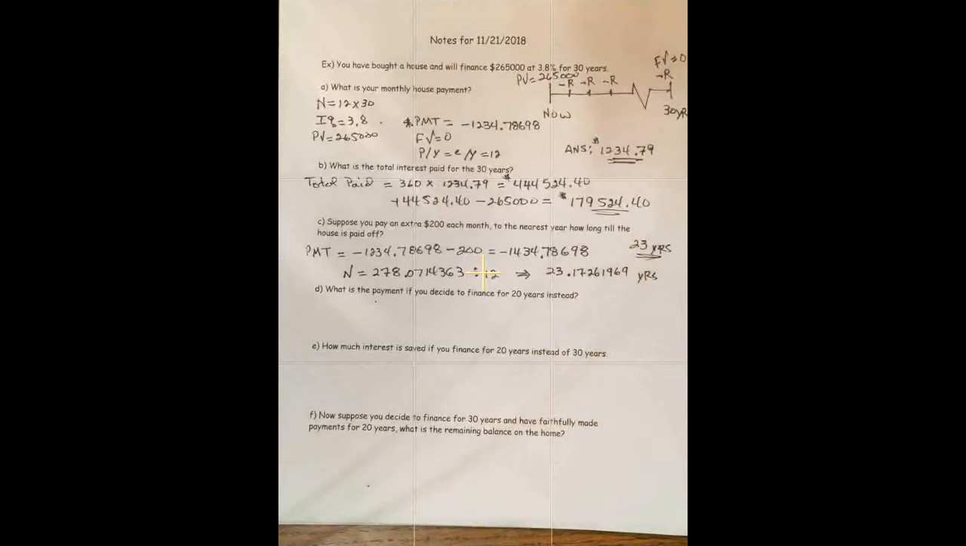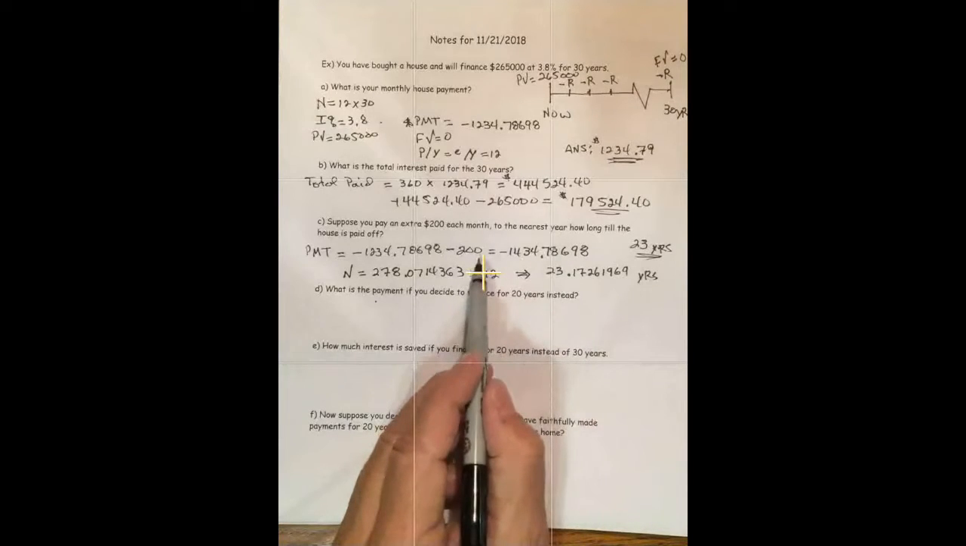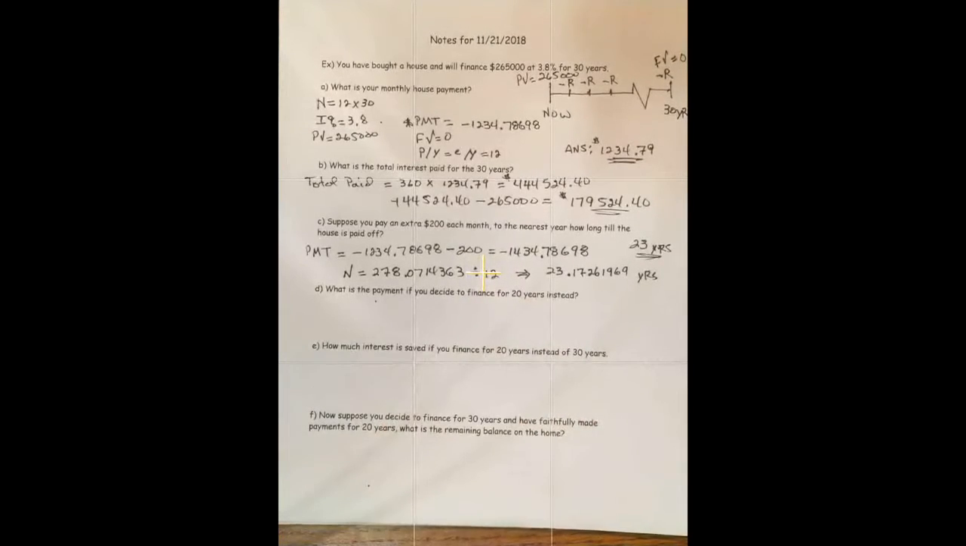So if you can pay an extra $200 a month, it's going to cut about 7 years off the term of the note, off the length of the note. So that's going to save you 7 years of payments, and it's going to save you 7 years of interest, just for an extra $200 a month.